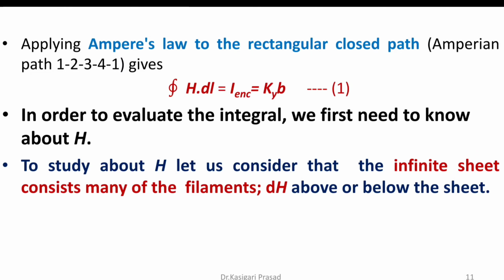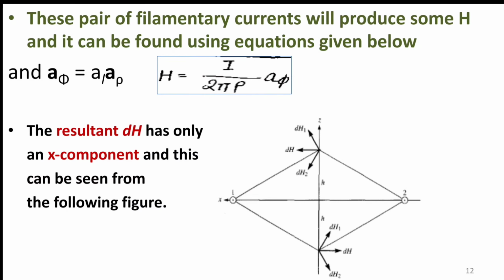To study H, let us consider that the infinite sheet consists of many filaments dH above and below the sheet. That means on the top of the sheet as well as at the bottom of the sheet, we find so many similar infinite sheet filaments. So let us find it for one filament and then integrate it. These pairs of filamentary currents will produce some H, and it can be found using the equations below. H is equal to I divided by 2 pi rho into a phi, which we have defined in our previous topic.